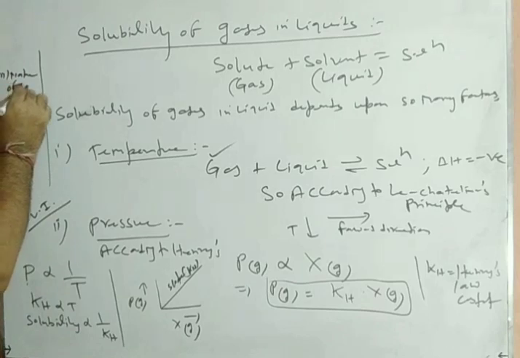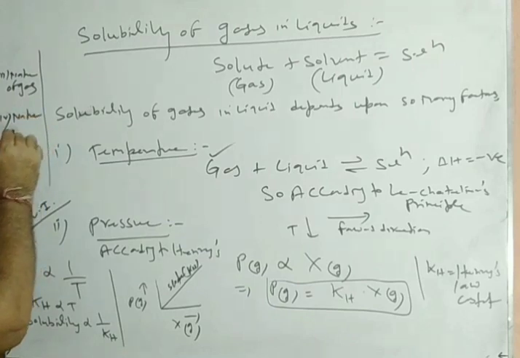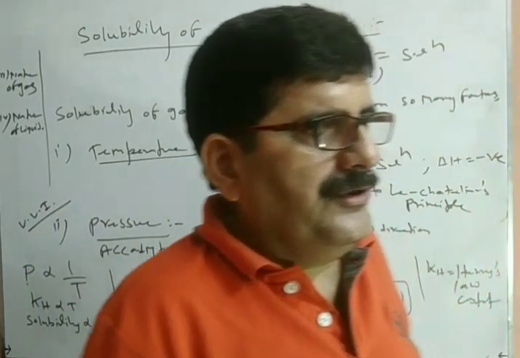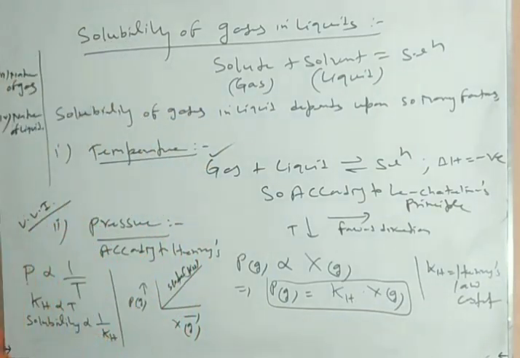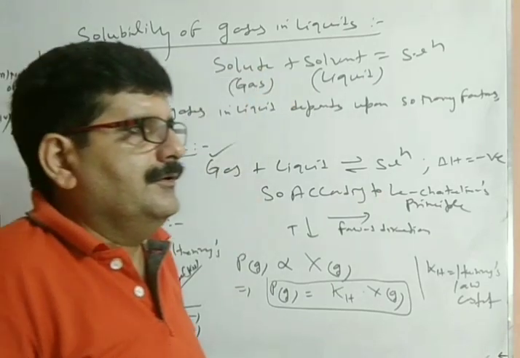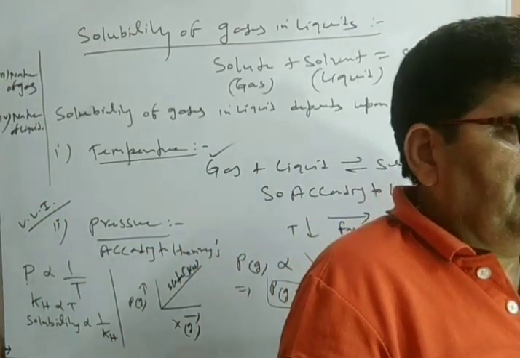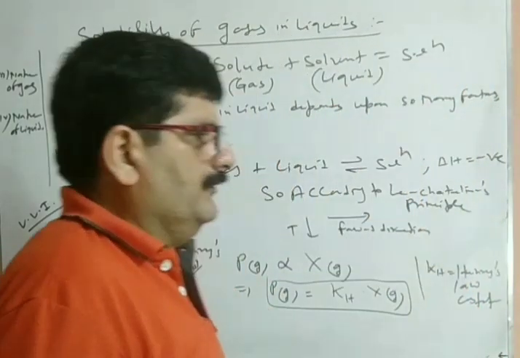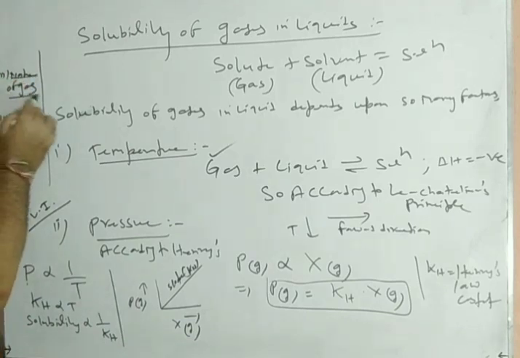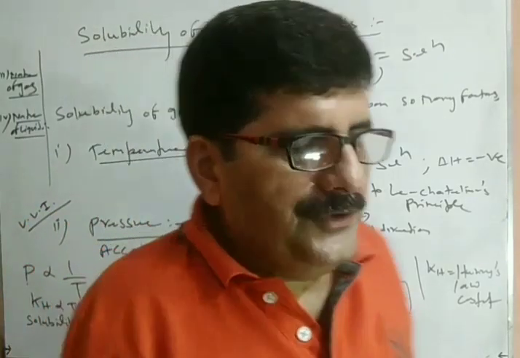Our next factor is the nature of gas, and the last one, the nature of liquid. If both are polar, then it is easy to mix to form such a solution. Any gas which is easily converted into liquid, then the mixture formed is said to be what? Solution. So such are the factors on which the solubility of gases in liquid solution depends.